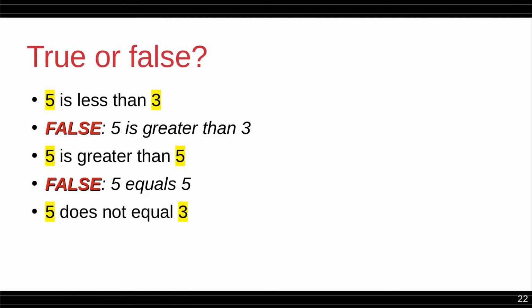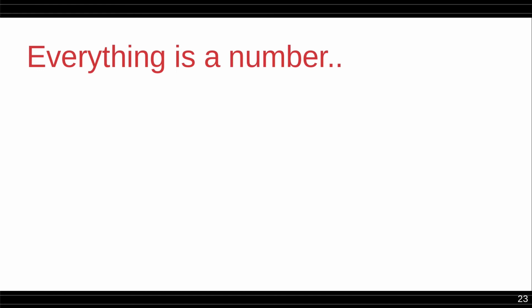5 does not equal 3. And that one is finally true. If you tell the nice policeman you've drunk 3 beers and it turns out you've drunk 5, he'll tell you that's not the same thing. So why am I telling you all this? Because computers can make decisions.